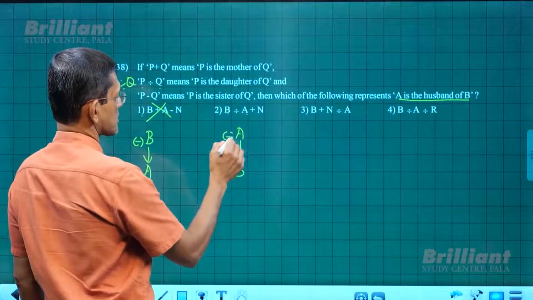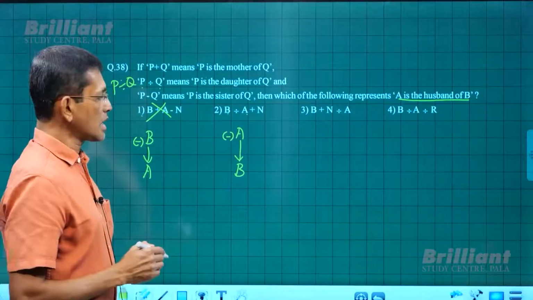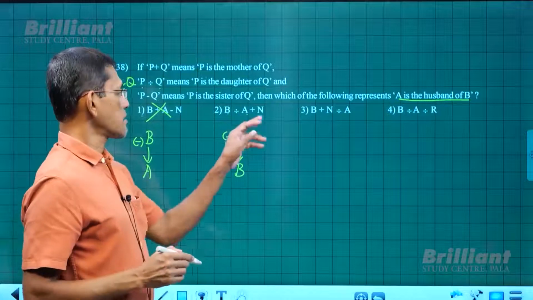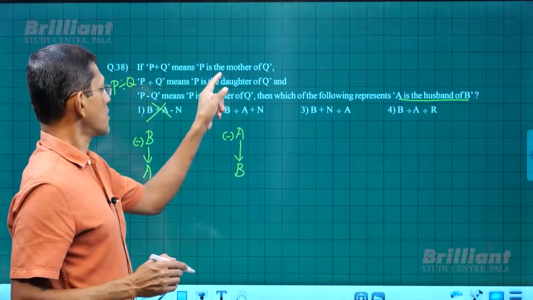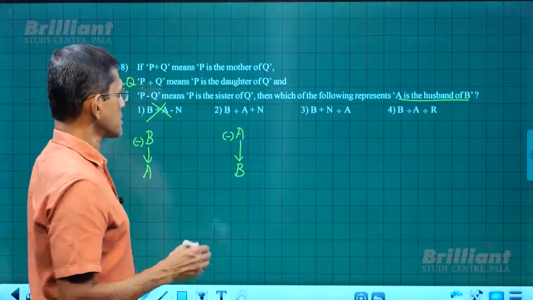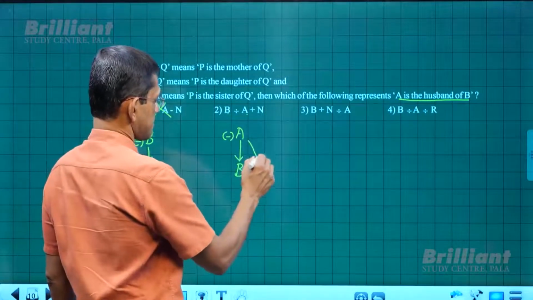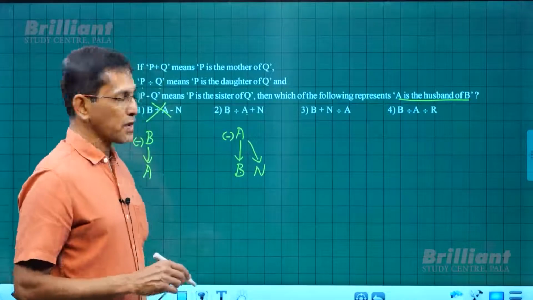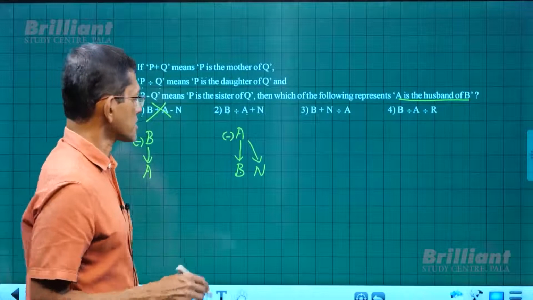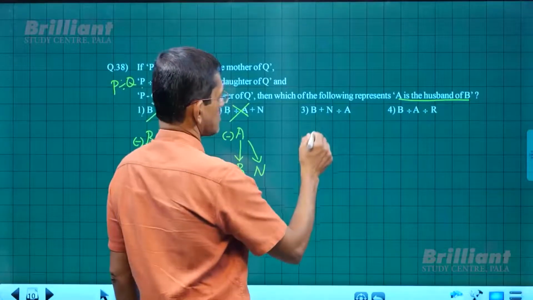B must be the daughter of A. And if B is the daughter of A, then A plus N means A is the mother of N. So A must be the mother of N as well. So in this case, A and B, look at the relation. That is not a husband and wife relation here. A is the mother of B, right? So that doesn't work.